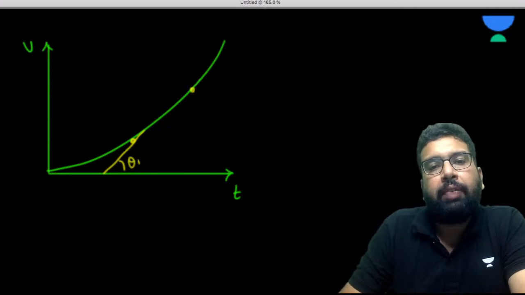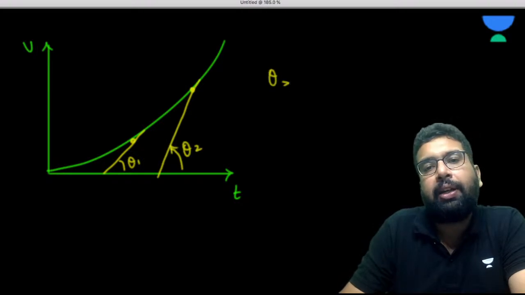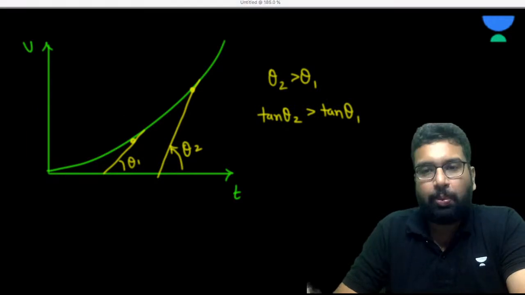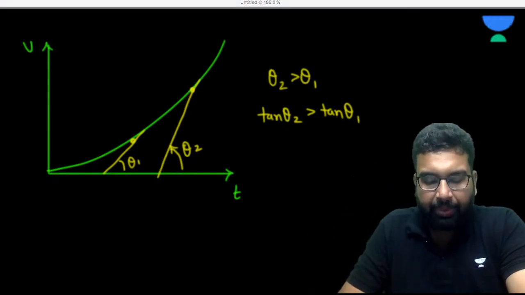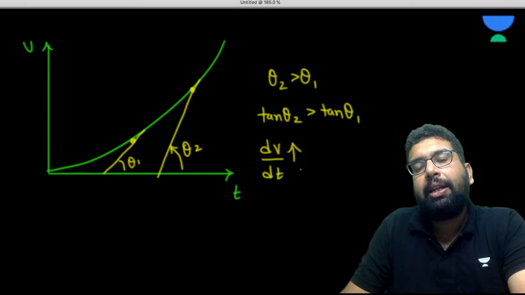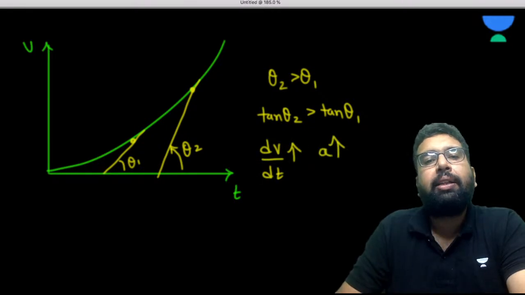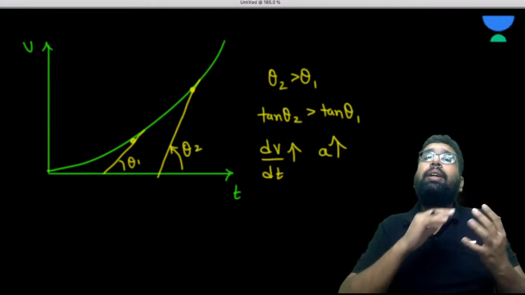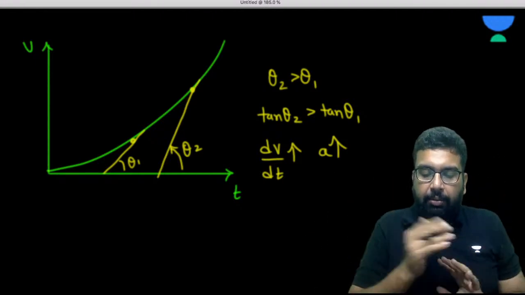Now, if I place the tangent from here, this is theta 2. Clearly theta 2 is greater than theta 1. So tan theta 2 is greater than tan theta 1, and tan theta is the slope. See, everything is interrelated. This tan theta is nothing but dv by dt. So can we say dv by dt is increasing? And dv by dt is nothing but the acceleration. So acceleration is increasing.